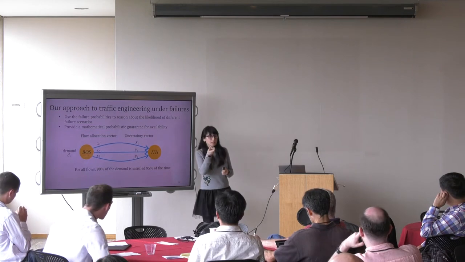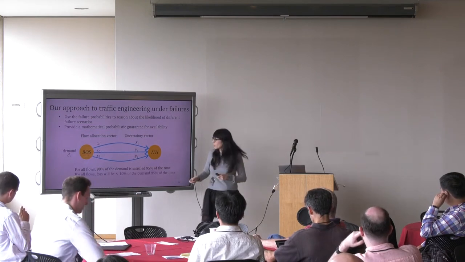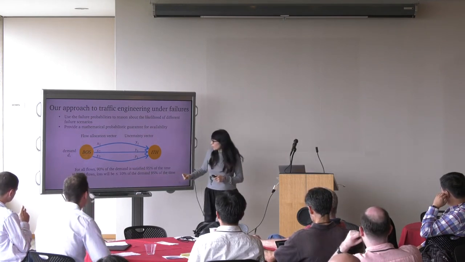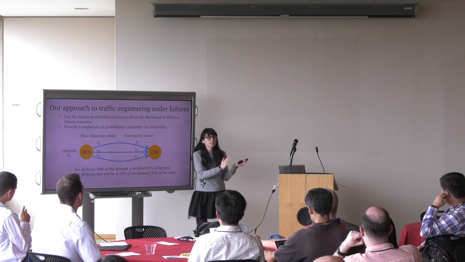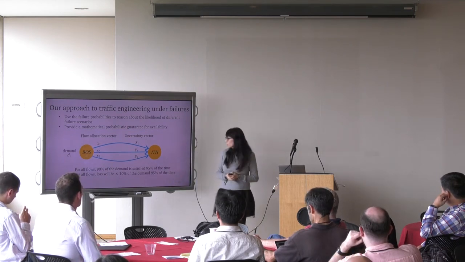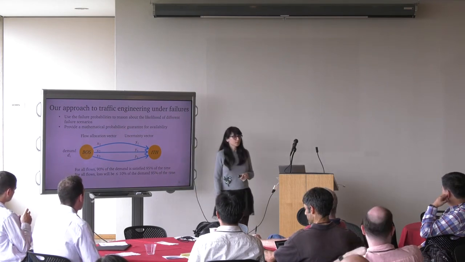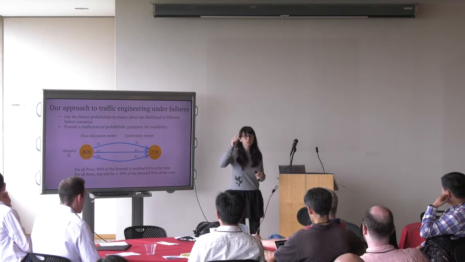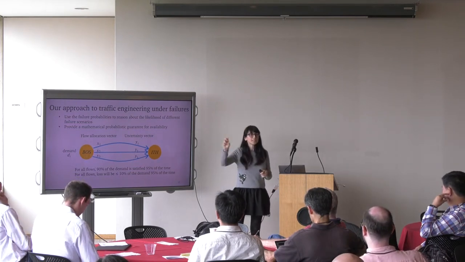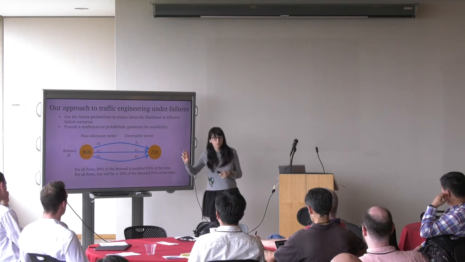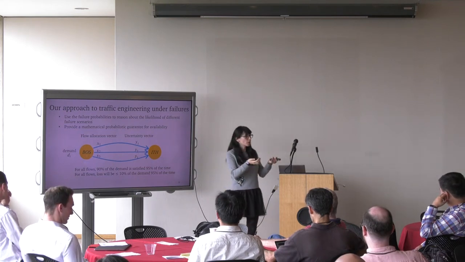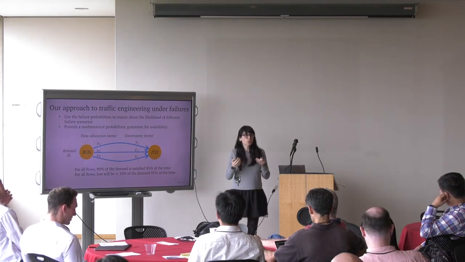And the trick is that I'm going to flip this. Instead of saying 90% of the demand, I'm going to say loss will be less than 10% of the demand, same, 95% of the time. And so that's the trick that enables us. Instead of saying demand is going to be satisfied, I'm going to say loss will be less than some percentage. And I'm going to solve the optimization formulation for this notion of loss.